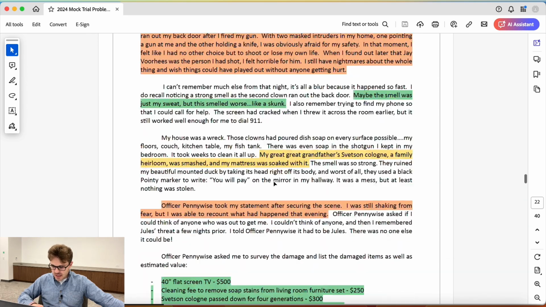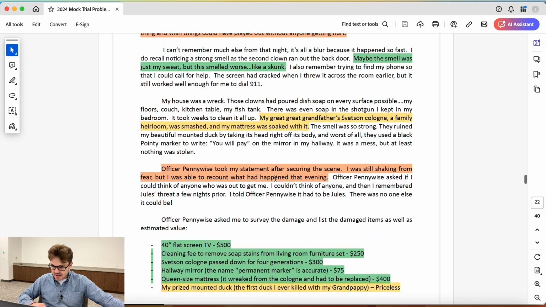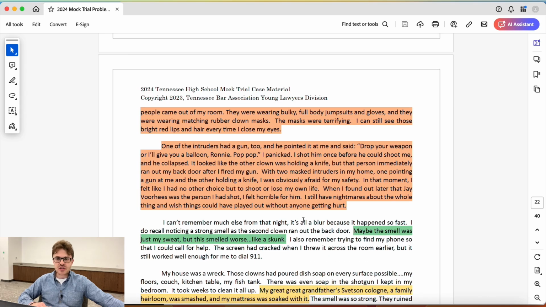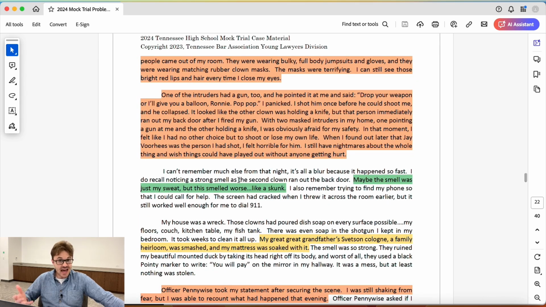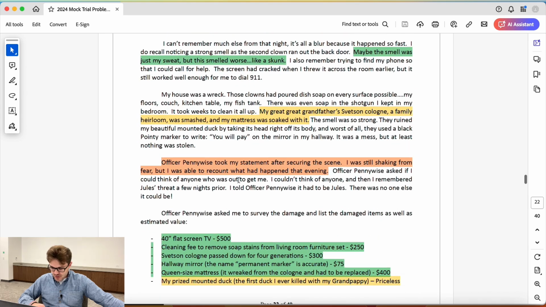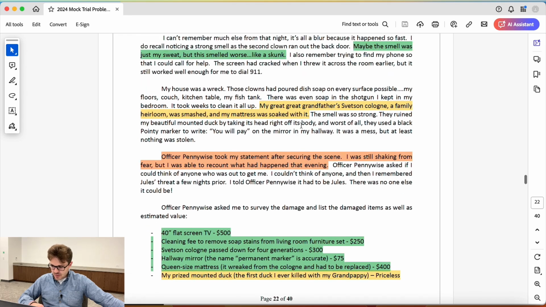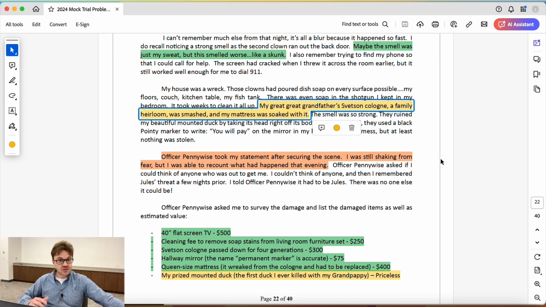There's some more yellow down here, even amidst the sad stuff, because as we're going to talk about in a minute, this orange is the more dramatic, sad stuff. But there's some more yellow stuff down here. So this witness is talking about something that was damaged in the break-in. My great-great-grandfather's Svetson cologne, a family heirloom, was smashed and my mattress was soaked with it. So that sucks on the surface, right? You look at it. But here's the thing.